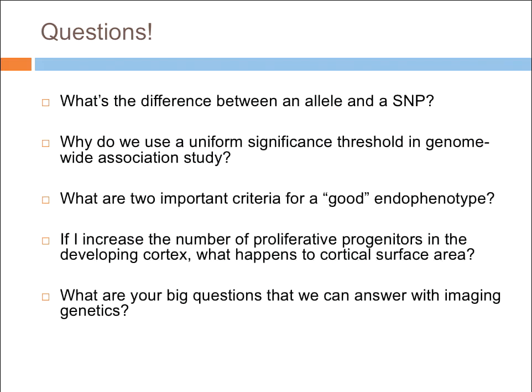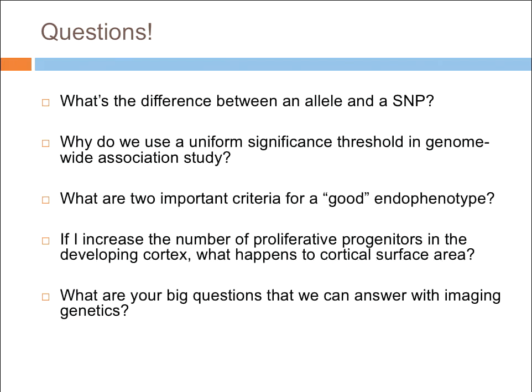What are 2 important criteria for a good endophenotype? Large effect size, good. And then the other one? Not necessarily high prevalence in the population, but high genetic correlation with the disease. So the same genetic variants that influence the structure of the brain also influence the risk for the psychiatric disease.